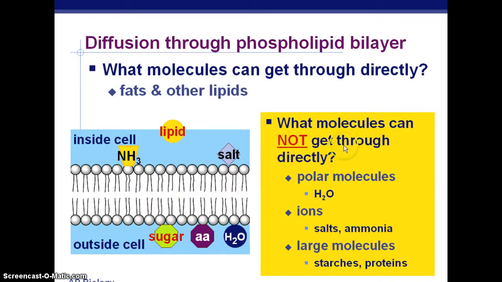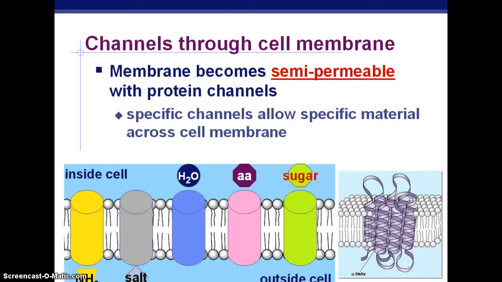Which ones cannot get through? Well, polar molecules like water. Water can't just pass between the phospholipid bilayer. It has to go through special proteins called aquaporins that allow water to enter and exit the cell via osmosis. Ions cannot get directly through, so salt and ammonia and so forth have to be transported, and large molecules have to undergo a special process called endo and exocytosis.